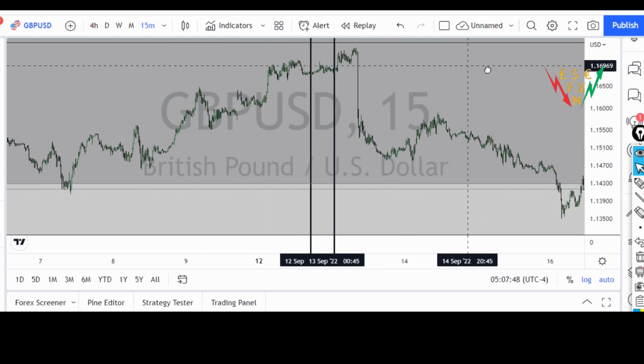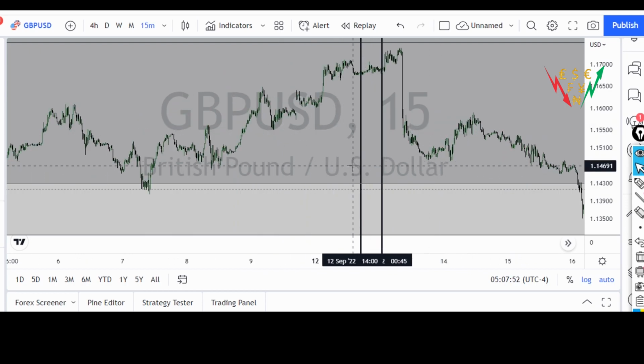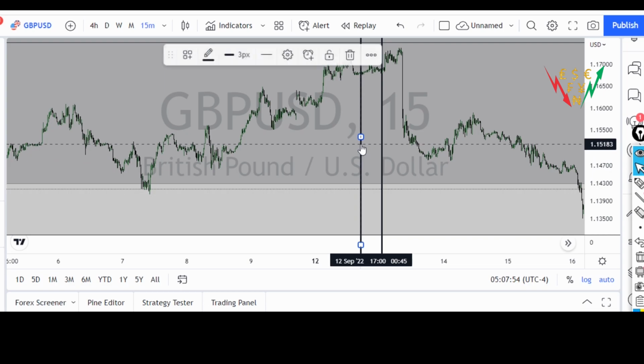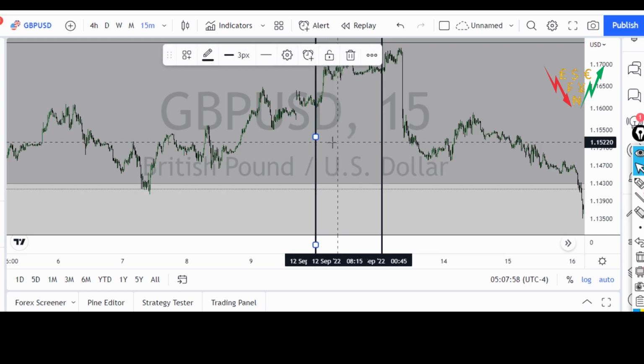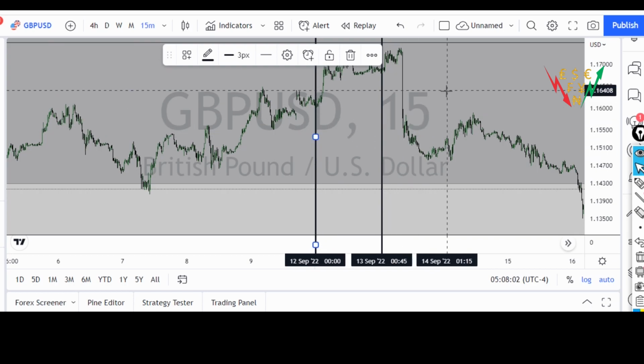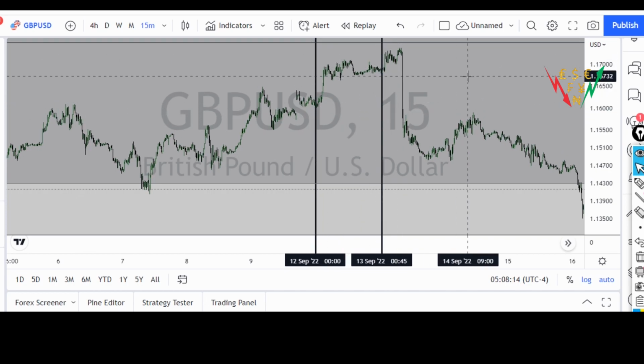So if we look at this market critically, you can see that from this point where this line is, this is 12, and from here to here is 1 day of price action. Now, that's another key thing to note when using this concept or trading strategy. You can see that from here to here represents 1 day of price action, okay?